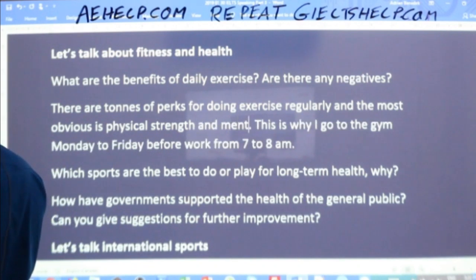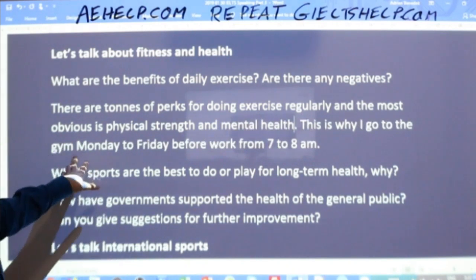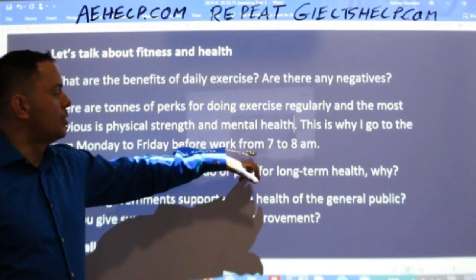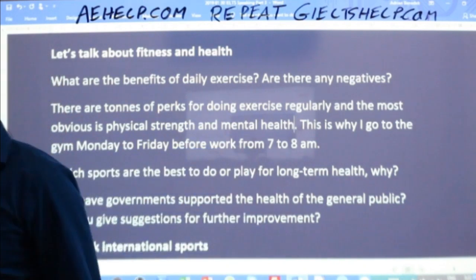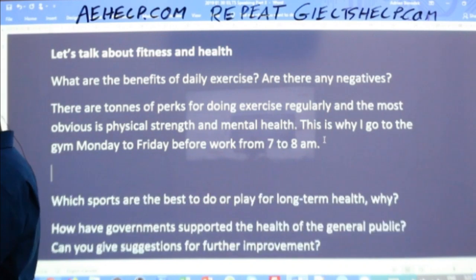And mental health, sure. This is why I go to the gym Monday to Friday before work from 7 to 8 a.m. And then the examiner will interrupt and kind of sneak in a question and say, are there any negatives? And they might be very quick to get that in there. Are there any negatives? So what's an answer to that?